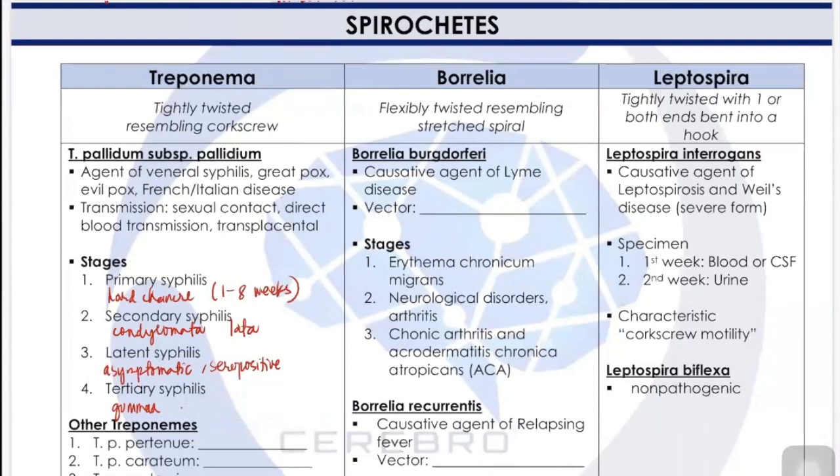Okay, cardiovascular and neurological involvement. Okay? So that's why the neurosyphilis that we call is already in the tertiary stage. Commonly in the tertiary stage.